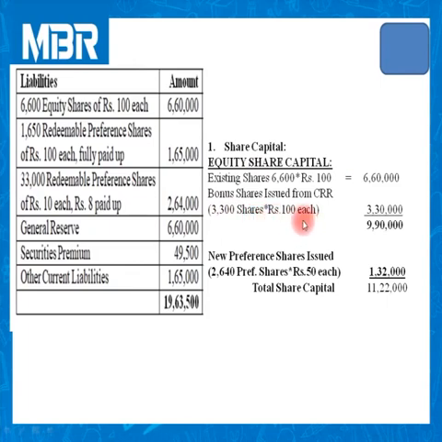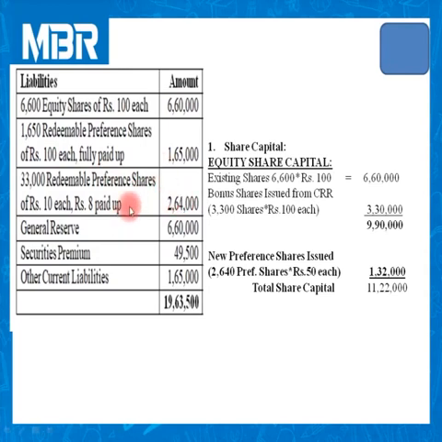Face value is 100, so the amount of bonus share capital is 3,30,000. So total equity share capital is 9,90,000. The 1,650 RPS that we have already redeemed, we cannot enter in the new balance sheet. The 33,000 RPS given over here is also cancelled because we have redeemed these shares.